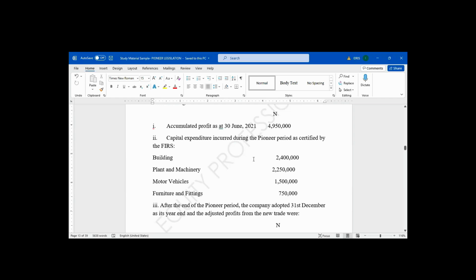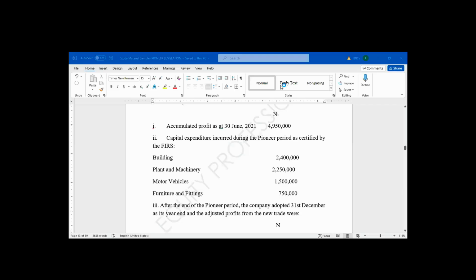Anytime a company acquires qualified capital expenditure during the pioneer period, we are going to assume it was acquired on the first day of the post-pioneer period. During the pioneer period, the company will not pay tax. Since it will not pay tax, the company cannot claim capital allowance in the pioneer period, because capital allowance is used to reduce profit so that your tax will reduce. So anytime a company incurs capital expenditure during the pioneer period, we assume it was incurred on the first day of the post-pioneer period.